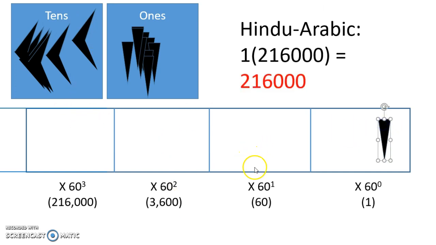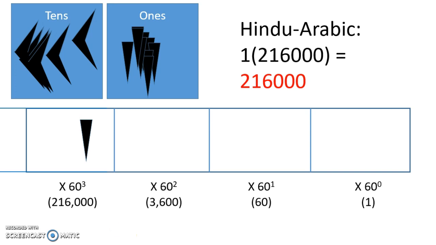So if you just saw a single 1 sitting around, how would you know if it was worth 1 or whether it was worth 216,000? And you wouldn't. In their original system, this was a major shortcoming of their system.